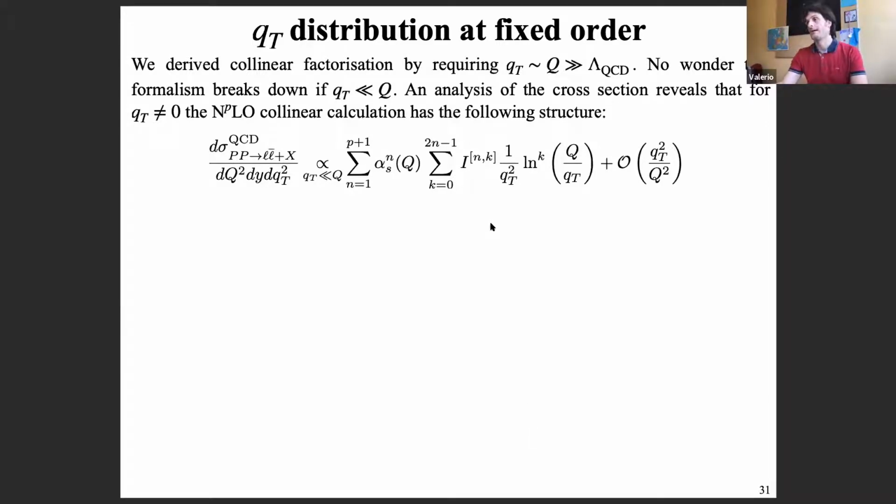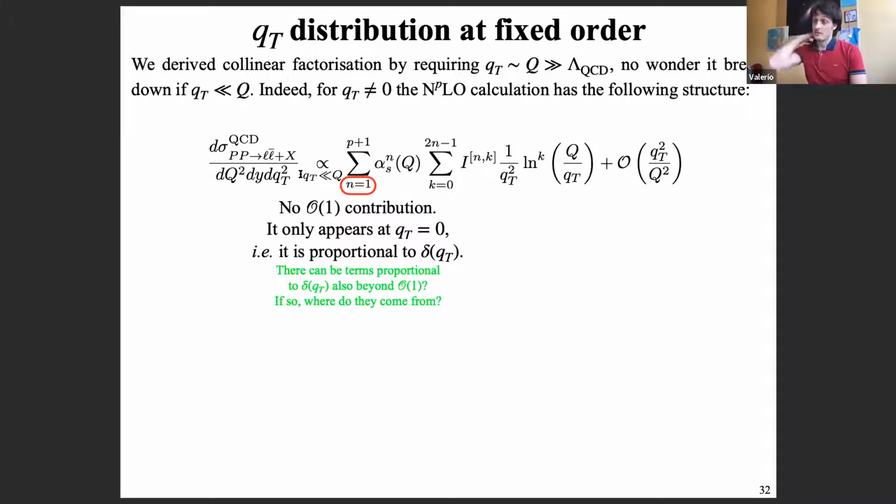So one can go and analyze the fixed order cross section for the PT distribution. And for QT different from zero, a next-to-leading order collinear calculation has the following structure. So first of all, it starts at order alpha s. The reason is that there is a contribution of order one, but this actually only appears when QT is equal to zero. So this means that it's proportional to delta of QT. We will see later why this has to be like that.